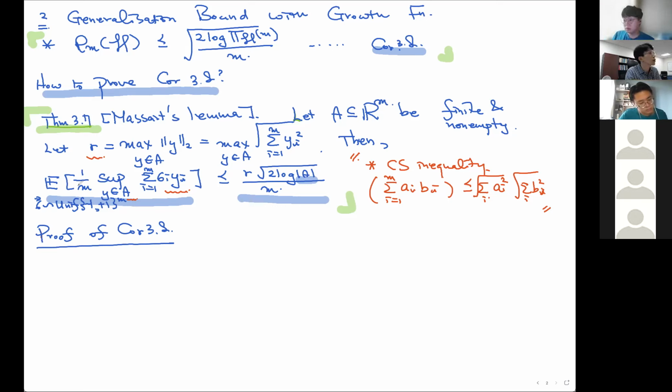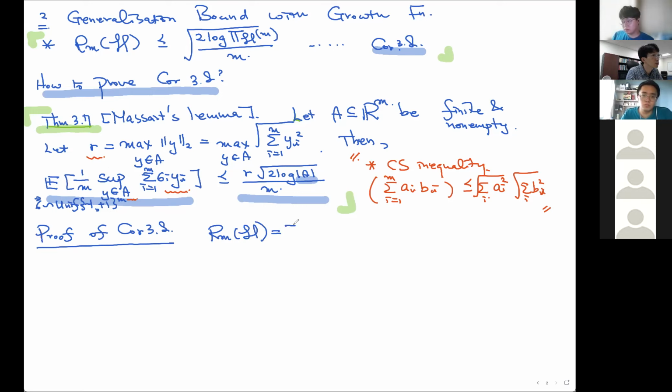I mean, what we are doing is that essentially the theorem 3.7, left-hand side is very close to the Rademacher complexity. Right-hand side is something which, if you do some calculation, is going to be closely related to the growth function. So that's why we can get corollary 3.2. So let's see how it works. We start with the Rademacher complexity.